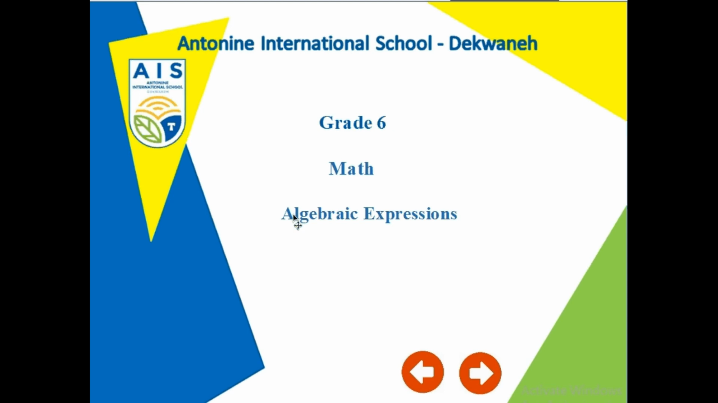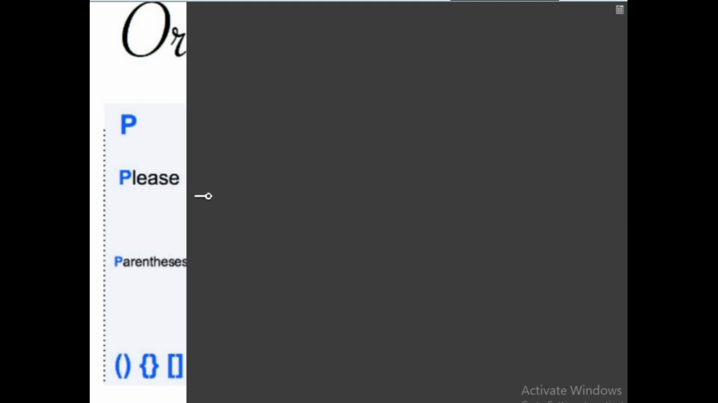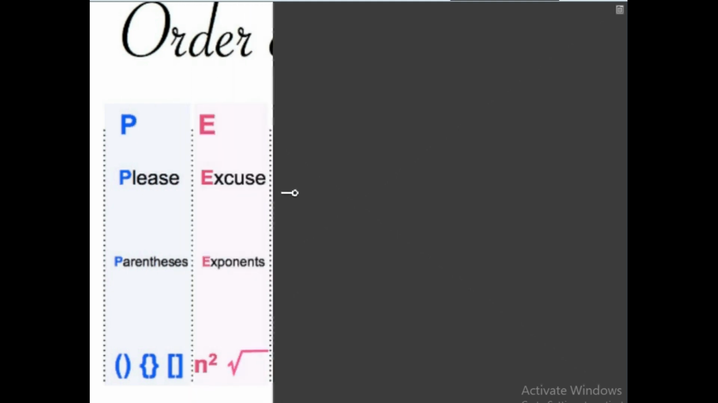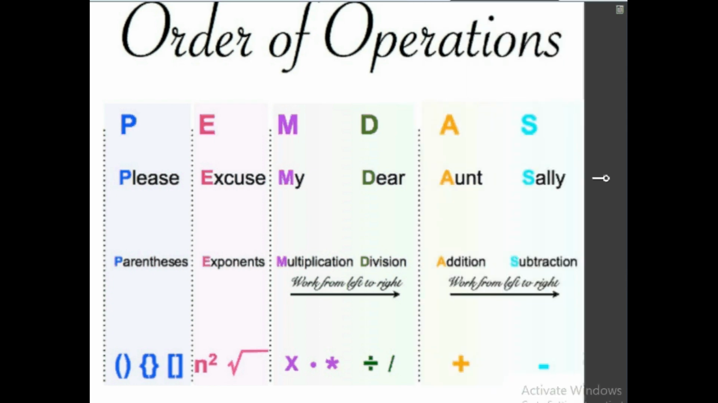Hello guys, our video today is about algebraic expressions. How do you use the order of operations to evaluate expressions involving exponents? Operations should be performed in the following order: parentheses, exponents, multiplication and division from left to right, addition and subtraction from left to right.